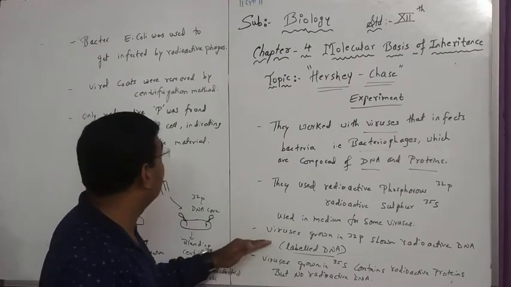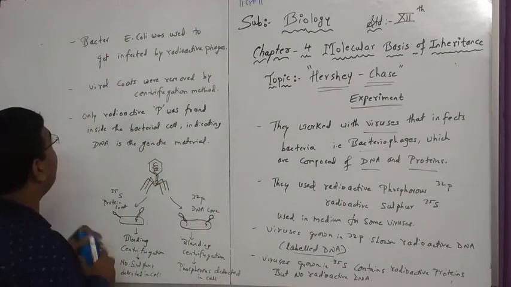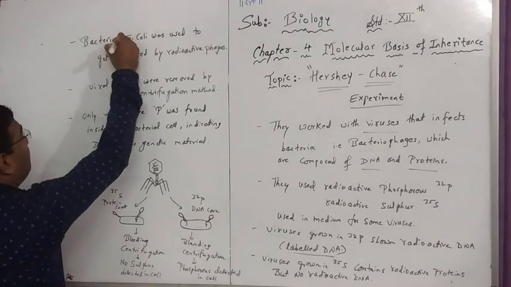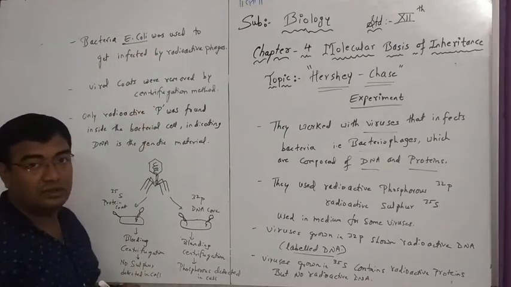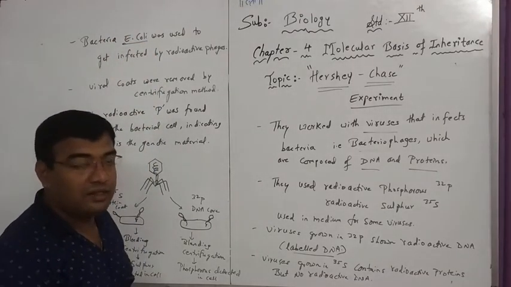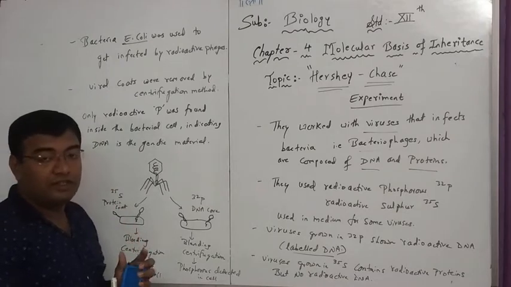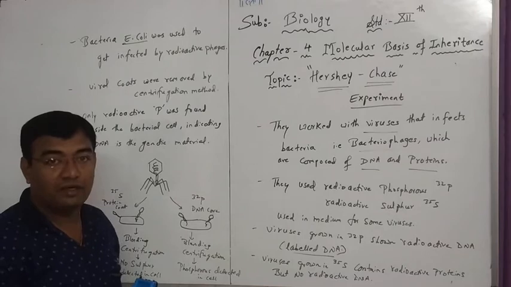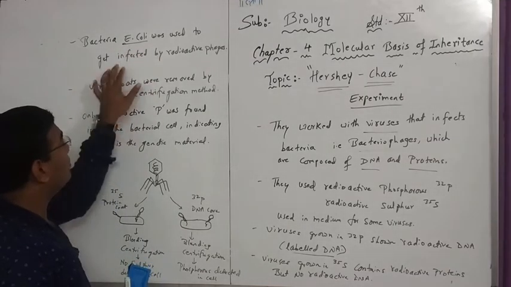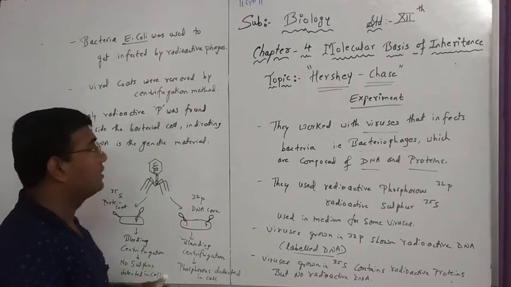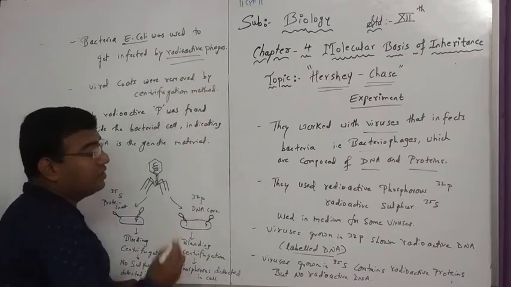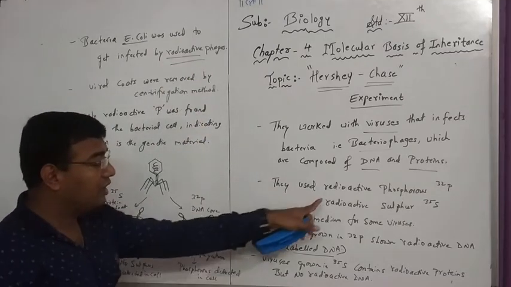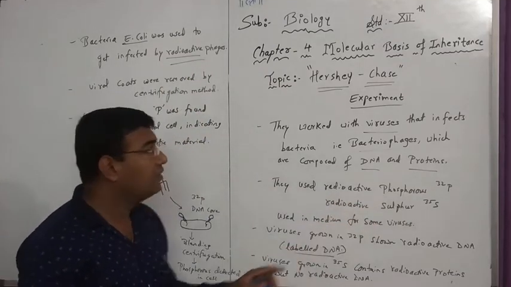To prove this, the bacterium E. coli was used. E. coli is Escherichia coli, a very common bacterium which is easily grown in an artificial medium, that is, in the laboratory. So E. coli was infected by the radioactive phages, which had already been cultured in radioactive phosphorus and radioactive sulfur.